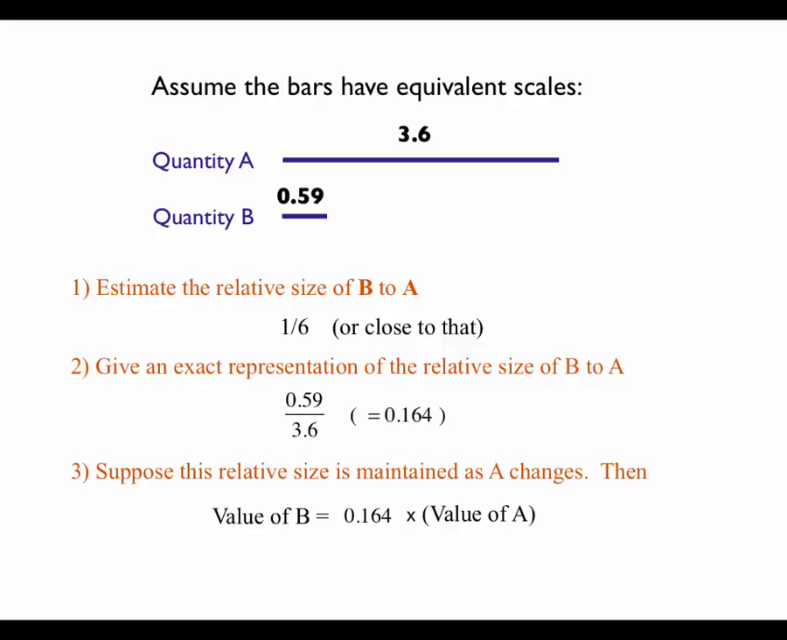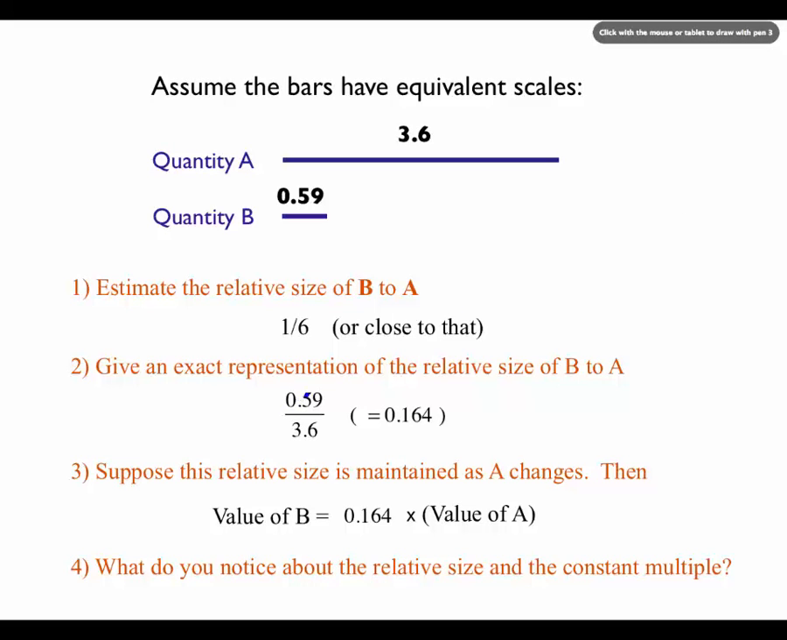So what do you notice about the relative size and the constant multiple? Oh, that was an easy one. They're the same, right? So the relative size becomes the constant multiple as long as you are starting with A and you want B. Then it's the number you multiply A by to get B. So it's the same. Okay, that's important. Any questions on this?